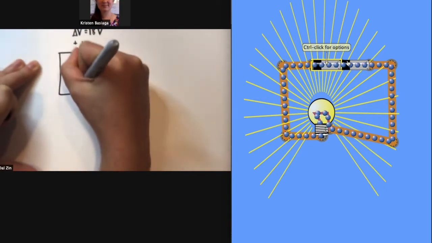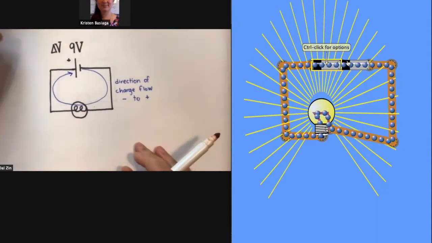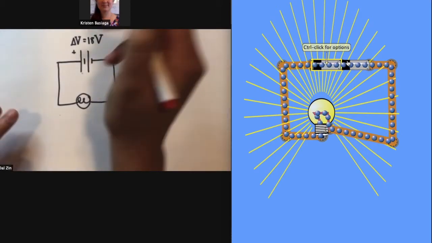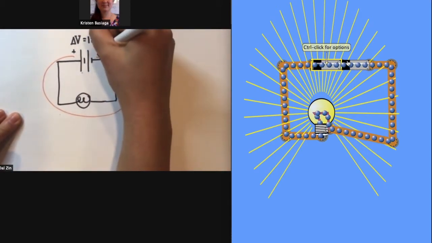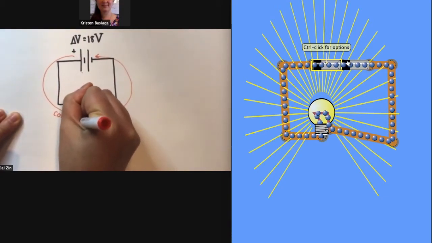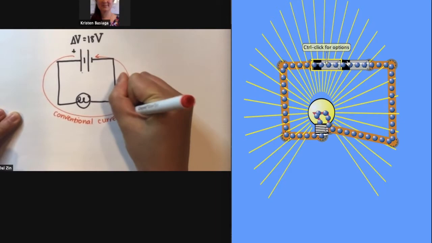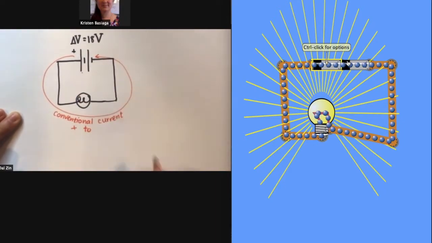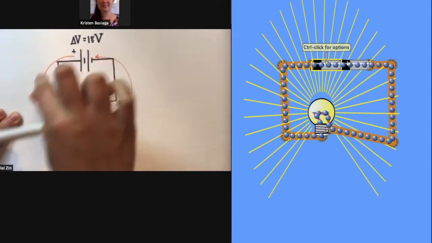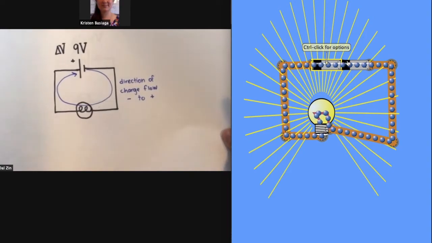Now connected to our light bulb again. Another thing I could ask you to draw is, instead of drawing the direction of charge flow from negative to positive, why don't I use this as an example to draw the direction of conventional current from positive to negative? Conventional current flows in the direction of the electric field, which is defined as going from positive to negative. So depending on which one you're asked, you could be asked to draw conventional current from positive to negative in the same direction as the electric field, or the direction of charge flow from negative to positive.